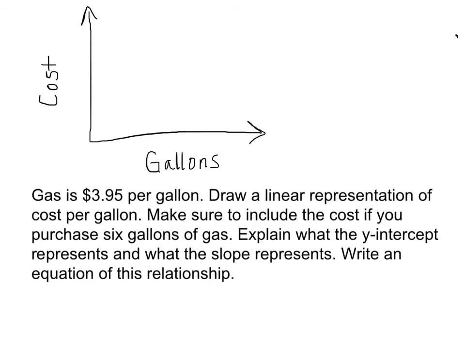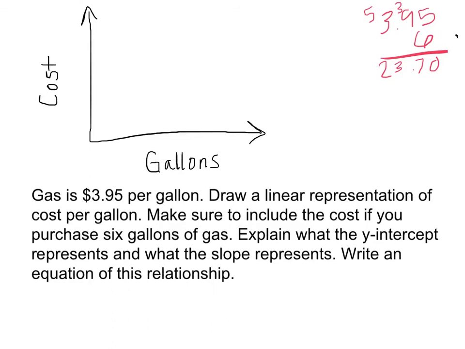Well, $3.95 times 6. 9 times 6 is 54, plus 3 is 57, and 18 plus 5 is 23. So you would pay $23.70. Well, where does that information go? How does it fit on our graph here?